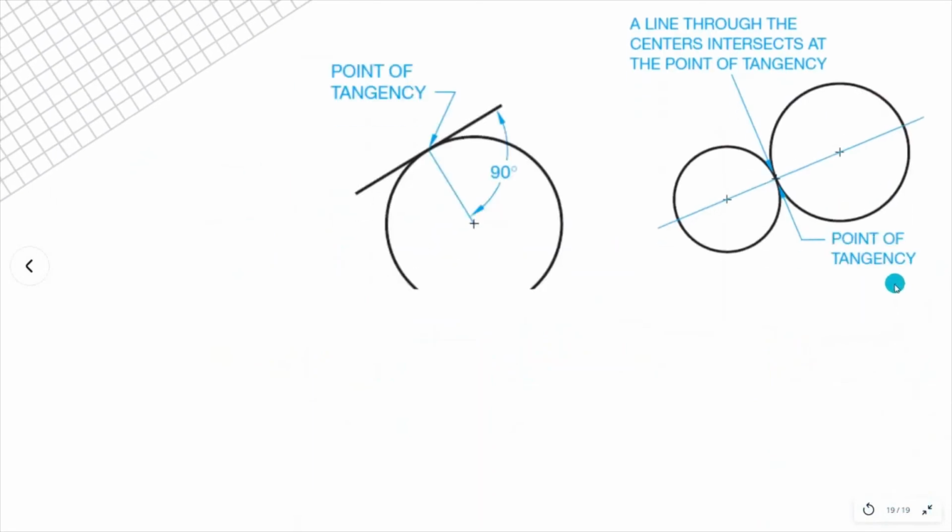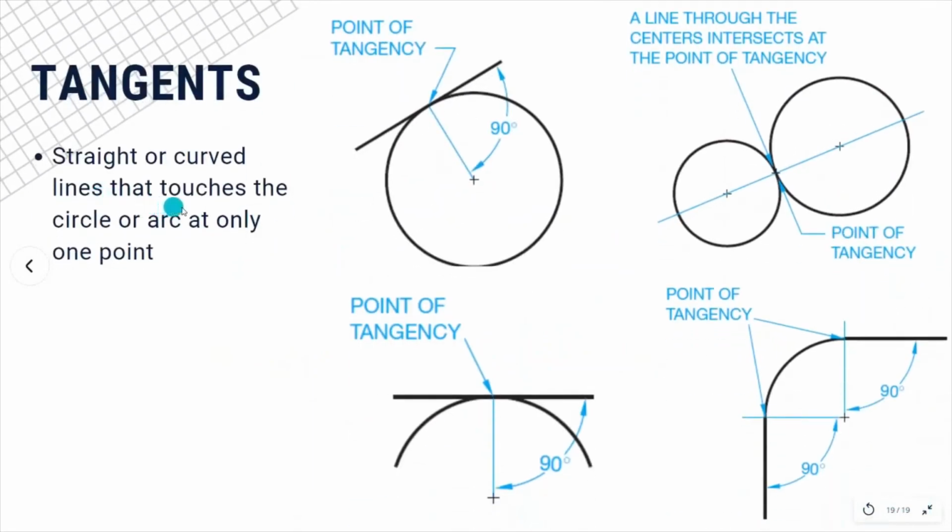And lastly, tangents. These are straight or curved lines that touch the circle or arc at only one point. So they only meet once. Okay, so this is tangency. We can see here the circle and the line. If it is tangent, it is at 90 degrees, at a right angle, and the single point on the circle or line is called the point of tangency.